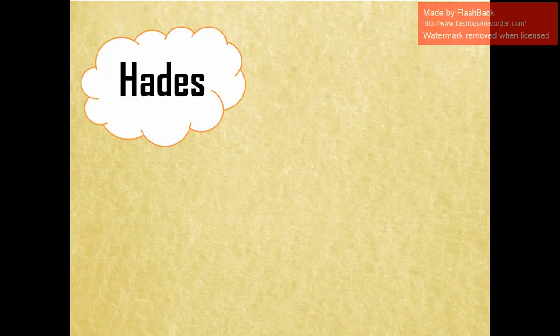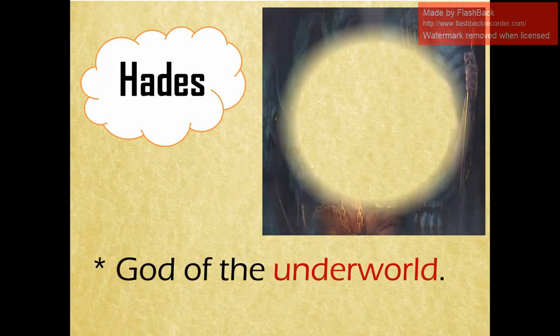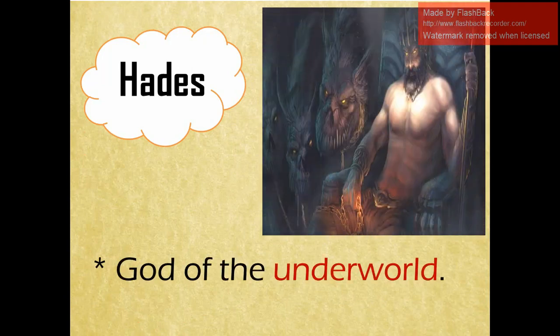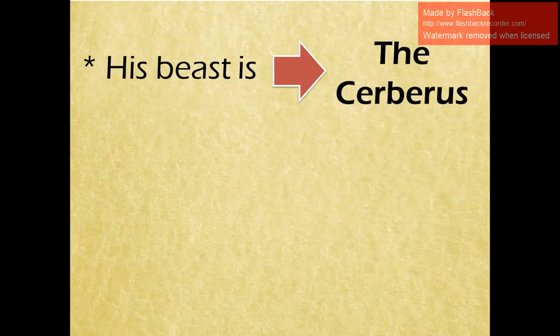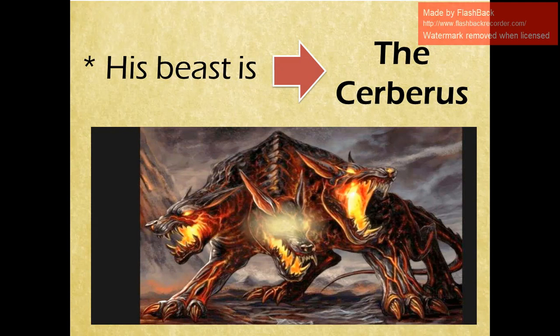The third god we have here, who was also the brother of Zeus, is called Hades. Hades was the god of the underworld. His beast is the Cerberus. And the Cerberus is the three-headed dog.